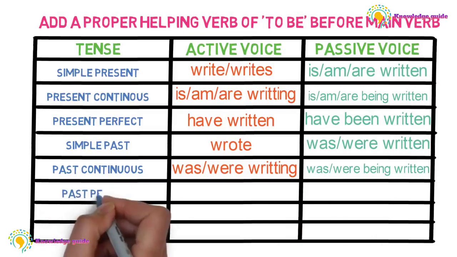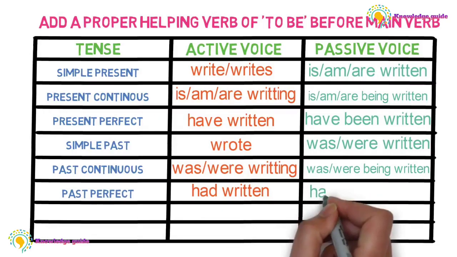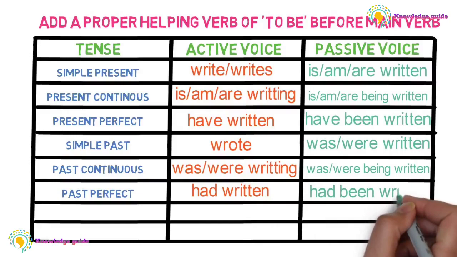For past perfect tense, in active voice, we use had written. While in passive voice, we add been after a helping verb had and written.